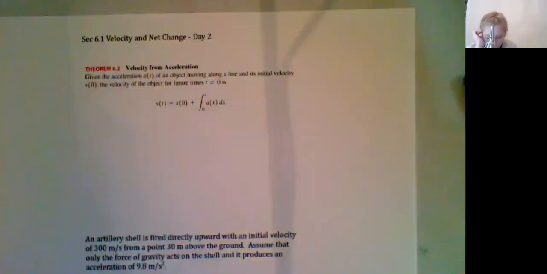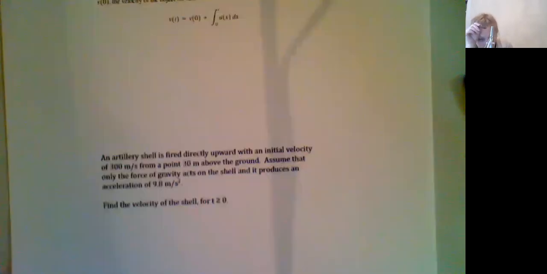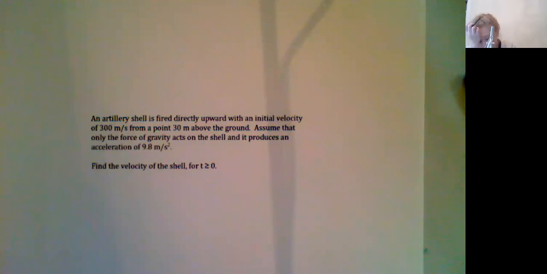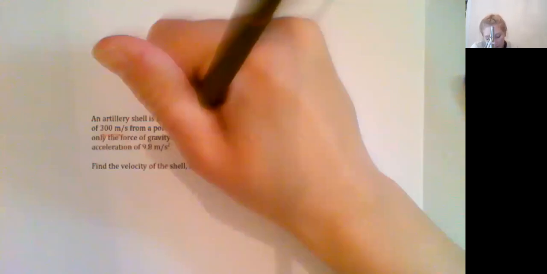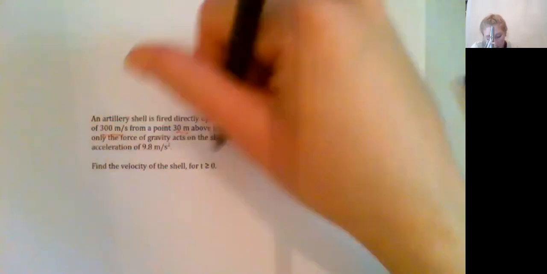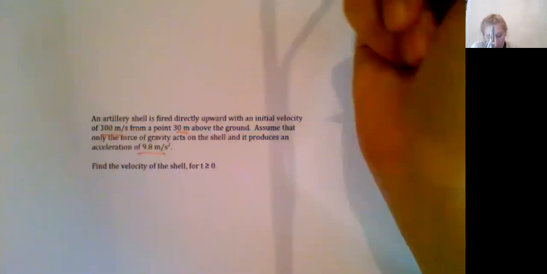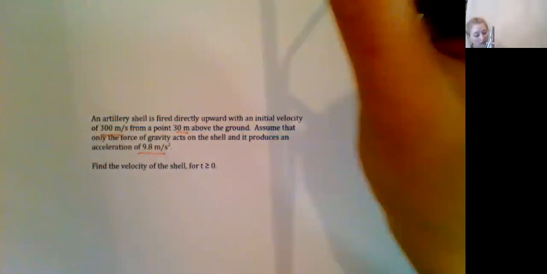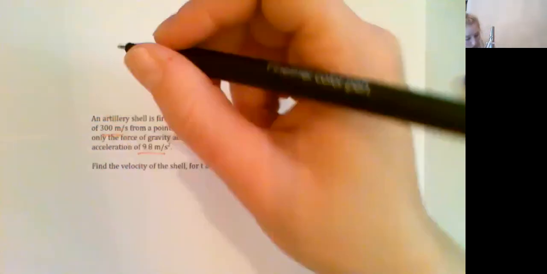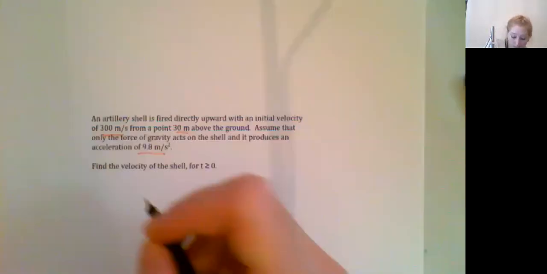Okay, so as you know, velocity and acceleration have the same sort of relationship that velocity and the position function have, okay? So let's do an example. We have an artillery shell that's fired directly upward with an initial velocity of 300 meters per second at a point 30 meters above the ground. Assume that only the force of gravity acts on the shell and produces an acceleration of 9.8 meters per second squared. Find the velocity of the shell for t greater than or equal to 0. Okay, so gravity pushes things down, so we're going to need a negative for this acceleration.